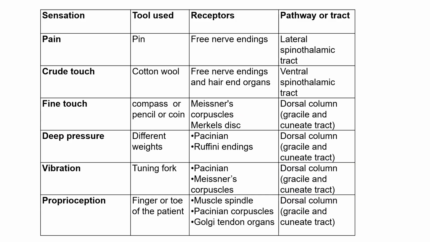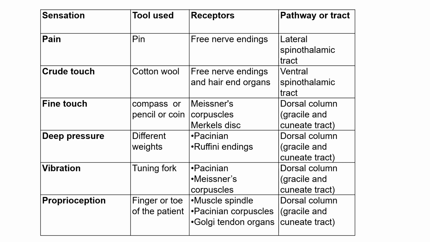So as you would have noticed, just a recap, for example, pain. The tool used was pin. Right? And what are the receptors involved? These are the free nerve endings. And how are impulses from these receptors transmitted? They are usually carried by the anterolateral system, that is the lateral spinothalamic tract.